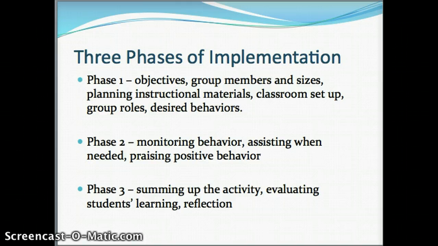There are 3 phases of implementing cooperative learning. The first phase includes specifying objectives, choosing group sizes and assigning groups, planning instructional materials, setting the classroom up, assigning group roles, and specifying desired behaviors. This is all important in order for the next phase of cooperative learning to take place, which is when the teacher implements the cooperative learning, monitoring behavior, assisting when needed, and praising positive behavior and work. The last phase involves summing up the activity for closure, evaluating students' learning, and reflecting on the experience.